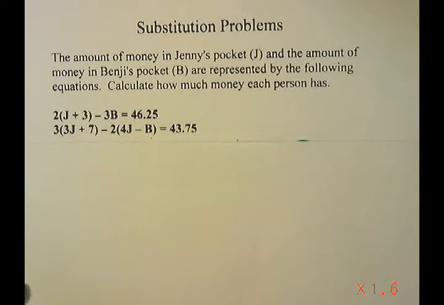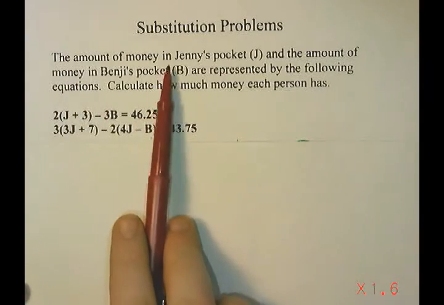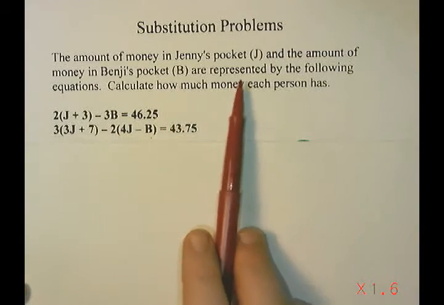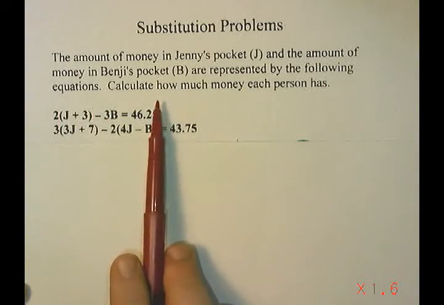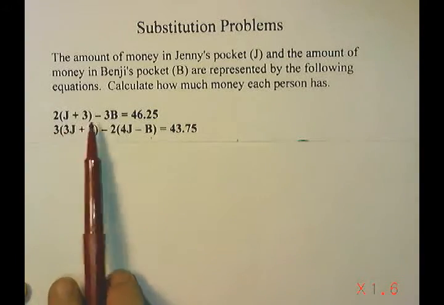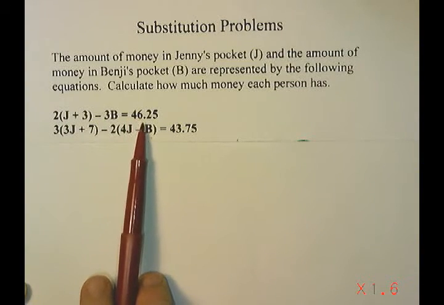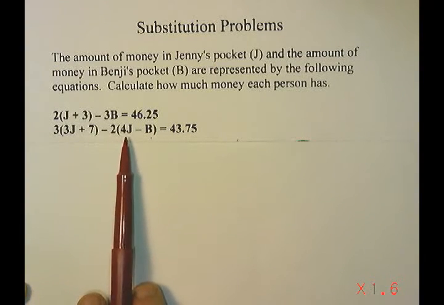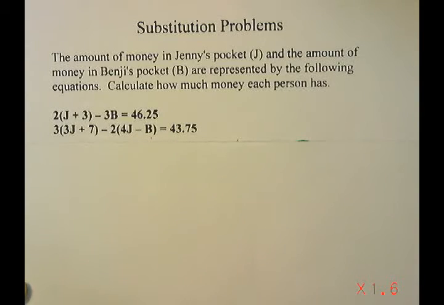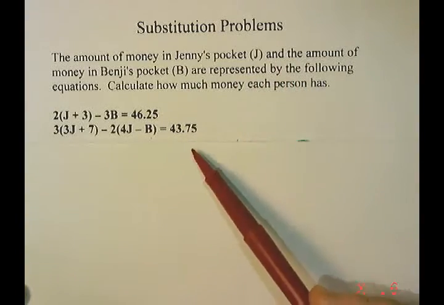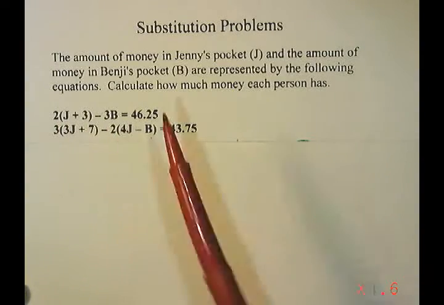Substitution problems. Our question says, the amount of money in Jenny's pocket, J, and the amount of money in Benji's pocket, B, are represented by the following equations. Calculate how much money each person has. So our two equations are 2 times J plus 3, take away 3B, equals 46.25, and 3 times 3J plus 7, take away 2 times 4J minus B, equals 43.75. So the question is asking us to solve for both B and J. We're given two equations with two unknowns, and we need to solve.